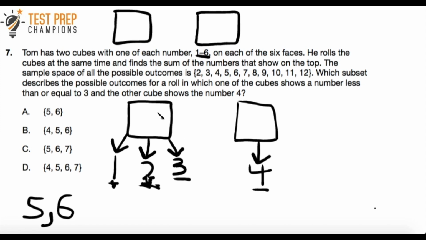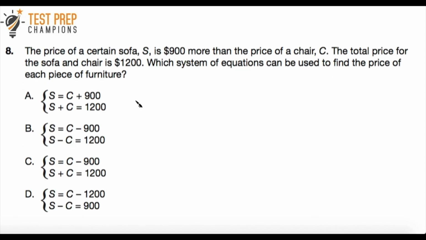So let's say that you roll the first cube and you get a 3, and the second cube you roll, you get a 4. So what would the sum be? 3 plus 4, that's going to be 7. So the answer is C, 5, 6, or 7. And that just whited out that answer, but the answer is C here. There we go.